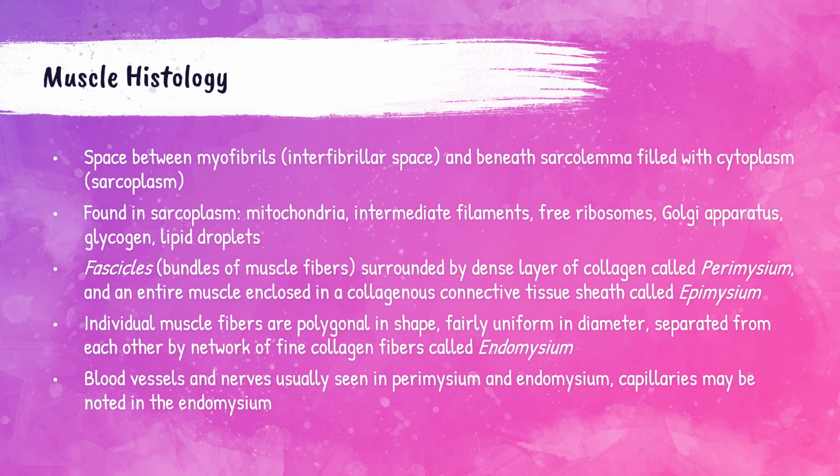Individual muscle fibers are polygonal in shape and pretty uniform in their diameter. These muscle fibers are separated from each other by a network of fine collagen fibers called the endomysium. The endomysium is not usually seen with the light microscope, but in some pathological conditions of the muscles it can be very striking. Blood vessels and nerves are usually seen within both the perimysium and the endomysium. So capillaries may also be noted in the endomysium.